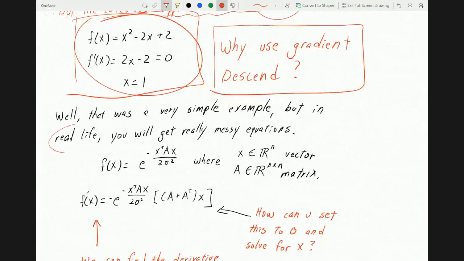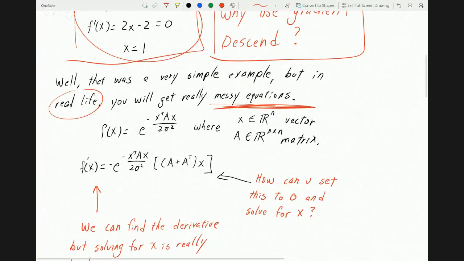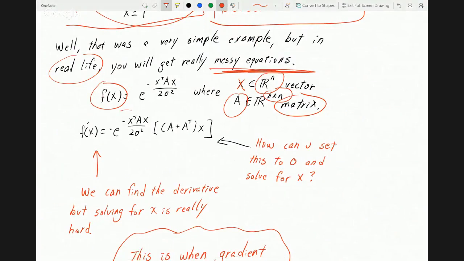But in real life, you will actually get really, really messy equations. And this right here is not even that messy. This is like a part of a Gaussian, where x is some vector and A is some n by n matrix. If you were to find a derivative of this, you'll end up getting this function. Now, how are you going to go about solving for x? Well, it kind of gets complicated. And very often, there are many functions out there that you just can't solve for x, and it's very difficult to solve for x.